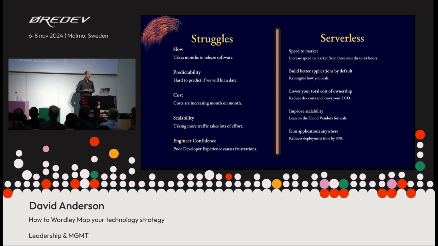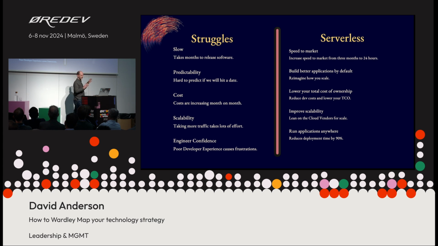Scalability. With an insurance company, every now and then there'll be a natural disaster where everyone hits the servers at the same time. So we need that real scalability that you get from the cloud. And engineer confidence. We wanted engineers to experiment, to move fast, to build well, to be able to innovate.